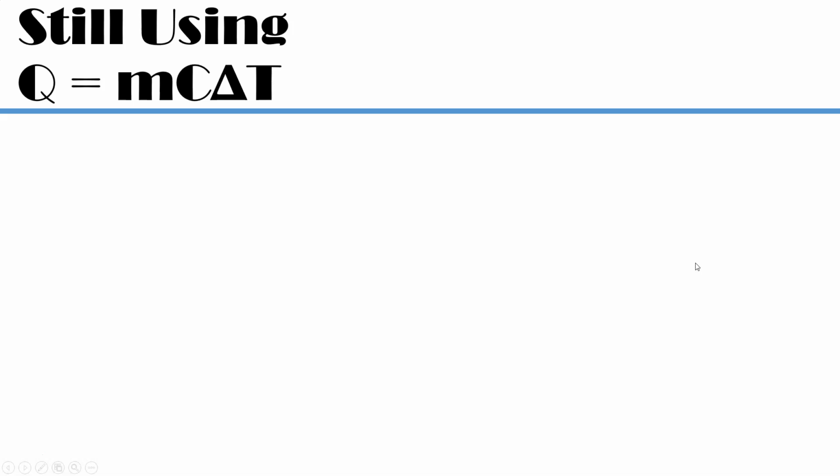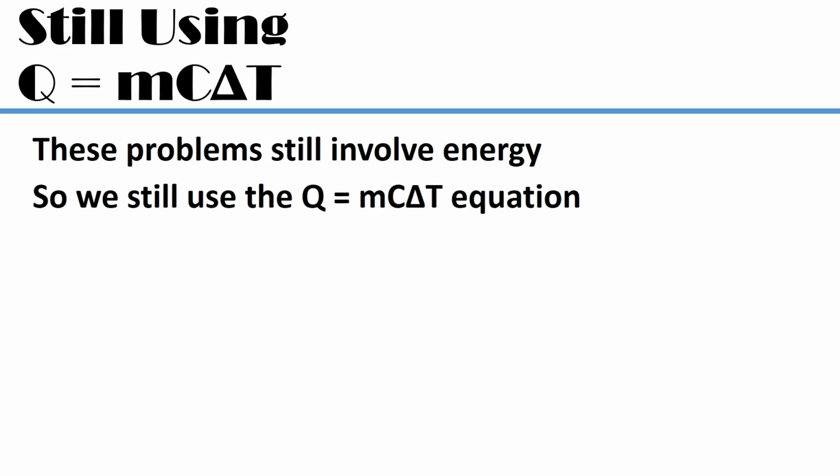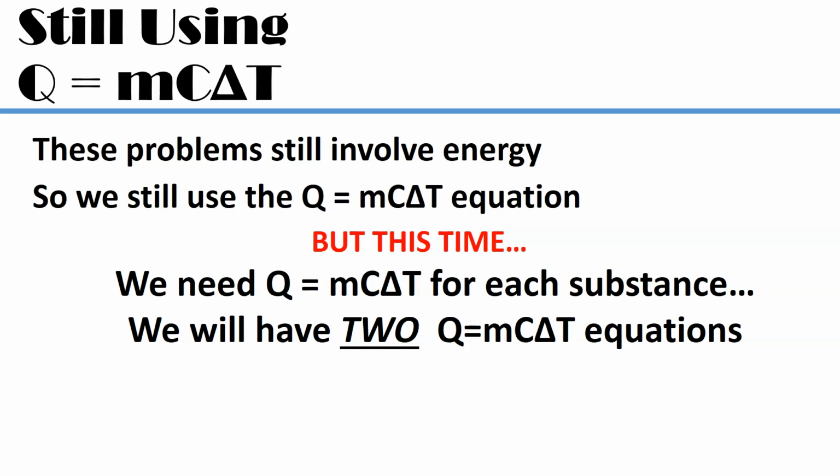Like I said earlier, we're still using Q = mcΔT. We are still doing problems that involve energy being transferred. So one object lets go of the energy, the other will absorb it. So the difference here is that we have 2 substances. So we're going to need to do a Q = mcΔT for each substance. So we will actually have 2 sets of equations. We're going to have 2 sets of masses, 2 sets of Q values, 2 sets of temperature changes, 2 specific heats. We're kind of doubling everything.